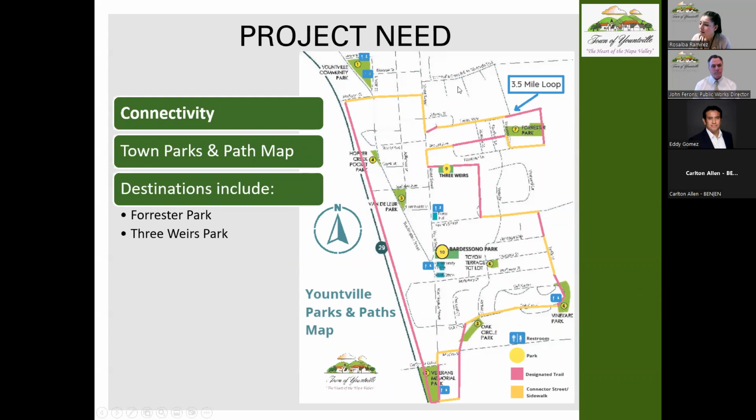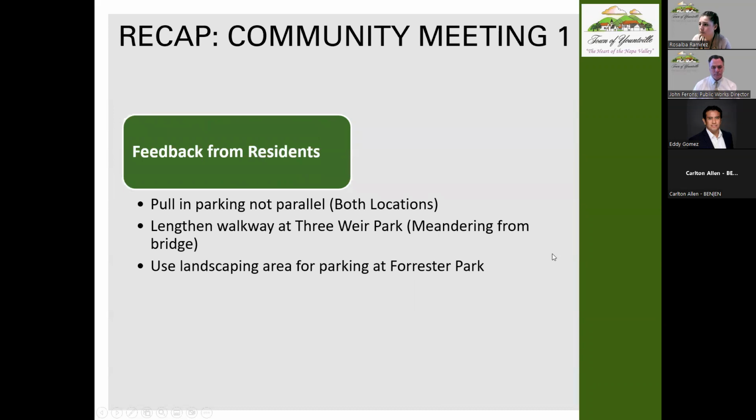Project need. This is a map of our trail system here in town, and you see Weirs Park and Forrester Park here. The trail at Weirs Park has that pedestrian bridge that connects directly to the trail system, which includes accessible sidewalks and then actual trail paths within the town and the parks, along with the need to create an accessible parking stall at each park. It's also for the connectivity to the park trails or to the town trails.